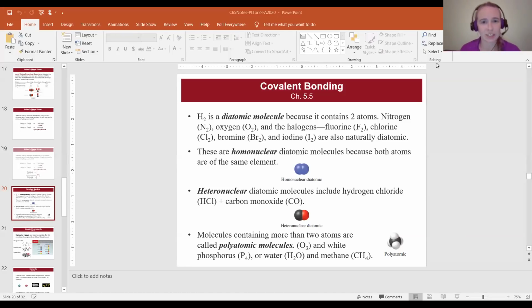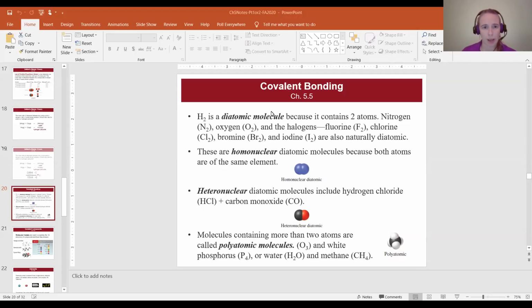All right, howdy. So we're back, and now we're going to talk a little bit about what kinds of molecules we can see when we make these covalent molecules. So H2 is hydrogen gas. Hydrogen gas is a diatomic molecule, and that means it contains two atoms. Diatomic. The di is our prefix for two.